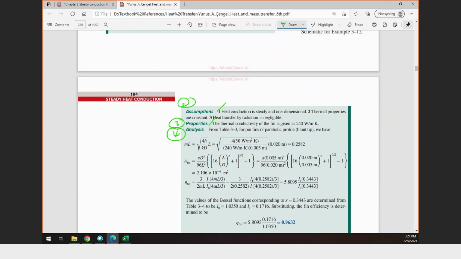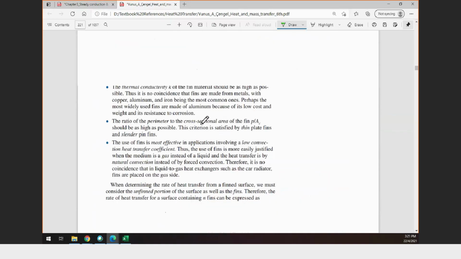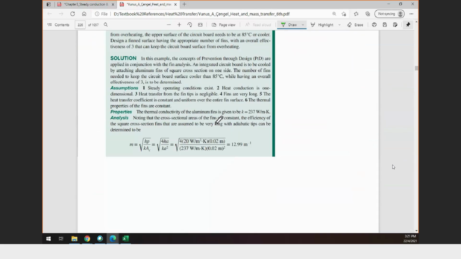So see here, first they calculate the M value, then they calculate the fin area, and then you can get the fin efficiency. But because of this parabolic profile, they will use the Bessel function. Parabolic requires a Bessel function, which is used to estimate the parabolic's constant value. So where are I1 and I0 obtained? From this table. If you have time, just go and look. Where is the parabolic function?